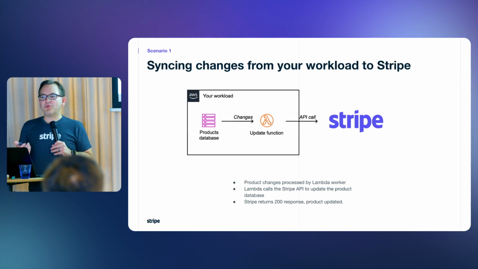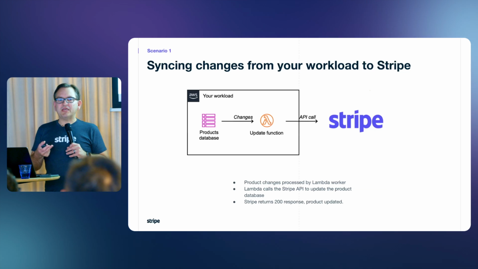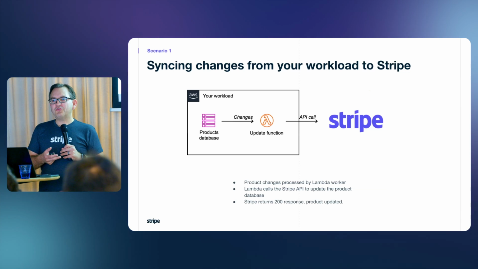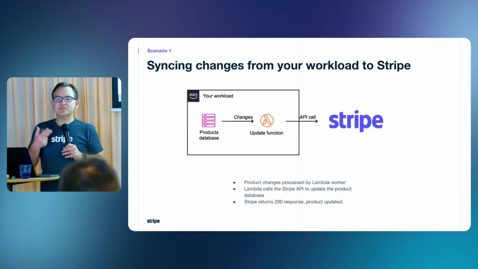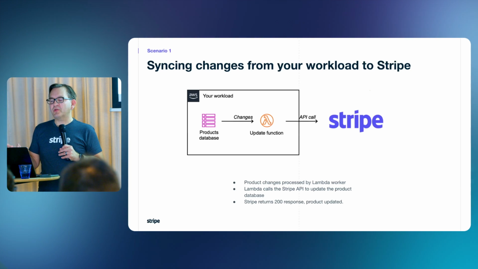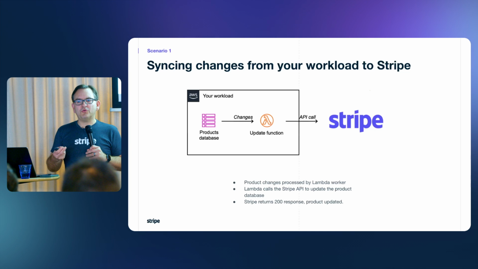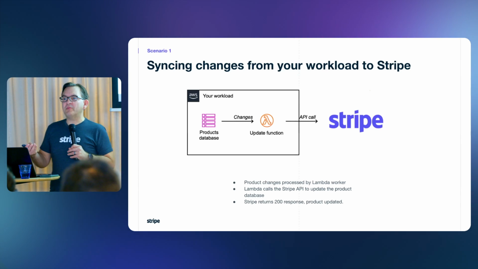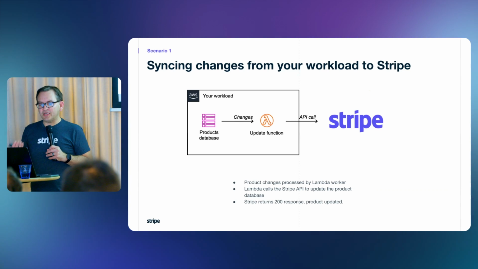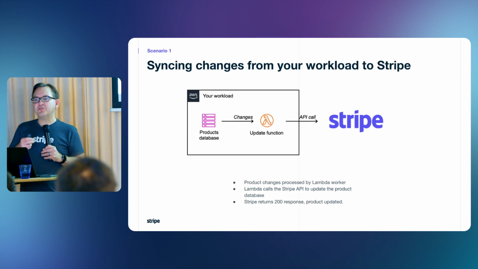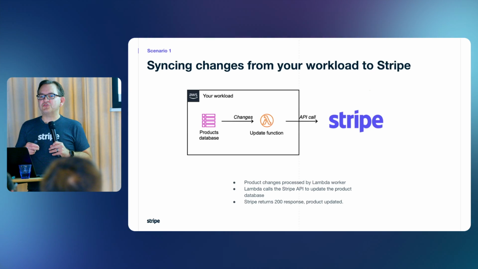In this case, you've got a products database. Here I'm using DynamoDB. When changes are made, we're collecting those changes and pushing them to a worker. You could use a container or a serverless compute platform like Lambda here. Then you'll make an API call to update Stripe to let it know about the changes that you're seeing in your database. Stripe then returns a 200 response when those changes are made, and now everything is right with the world.